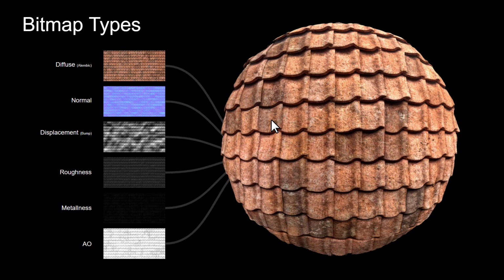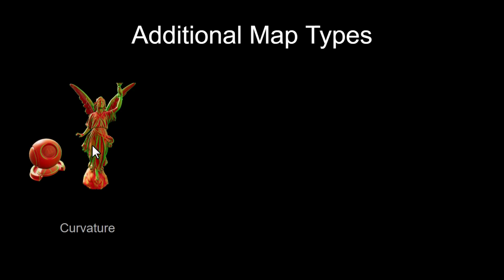Let's briefly talk about additional maps that you're going to see in your travels as a 3D artist. You will see curvature maps that are colored maps that indicate how convex or concave the surface of a model is. In Substance Painter, for instance, you can bake this map when you import your 3D model and apply filters to just these portions of the model.